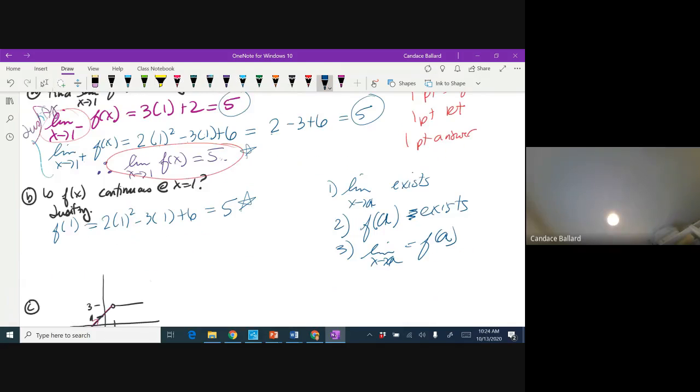So is it continuous? The answer to the question is yes, okay? Because you're going to write out the word because. f of 1 exists. And the limit as x approaches 1 of f of x exists. And so there's the third thing, okay? The limit as x approaches 1 of f of x equals f of 1.